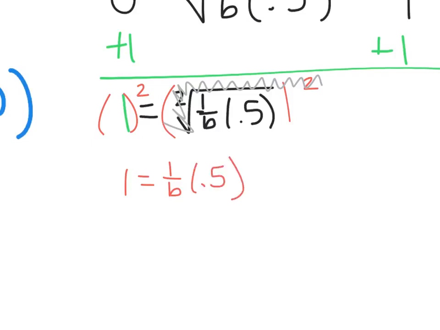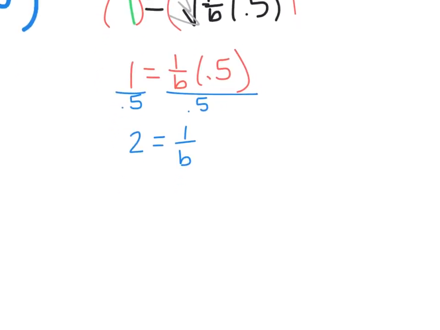So to get b by itself, I just need to get rid of the 0.5. So I'm going to divide both sides by 0.5. And I get 2 equals 1 over b. And then I can do some cross multiplying because, I don't know, I think cross multiplying is pretty easy. So I'm going to make that into a fraction and put 2 over 1. Cross multiply, I get 2b equals 1. So divide both sides by 2, and I get b equals 1/2.